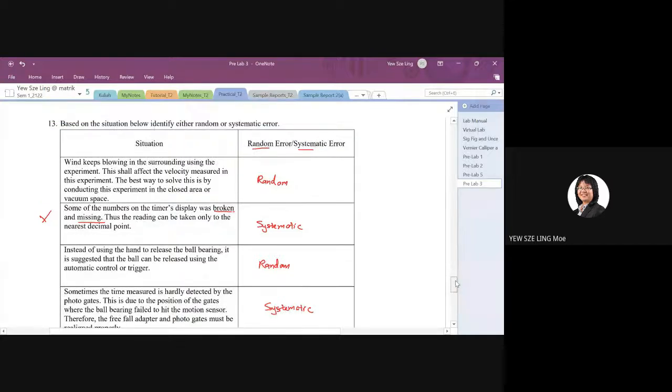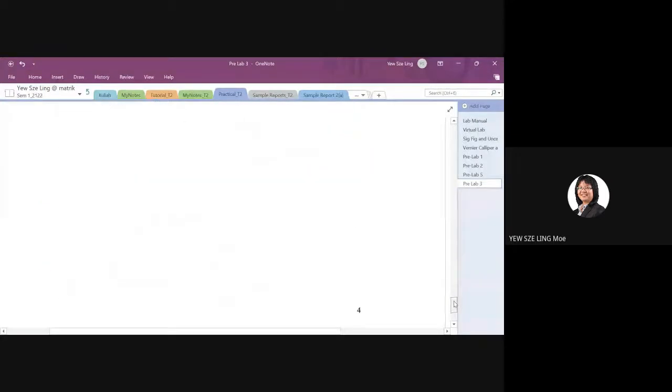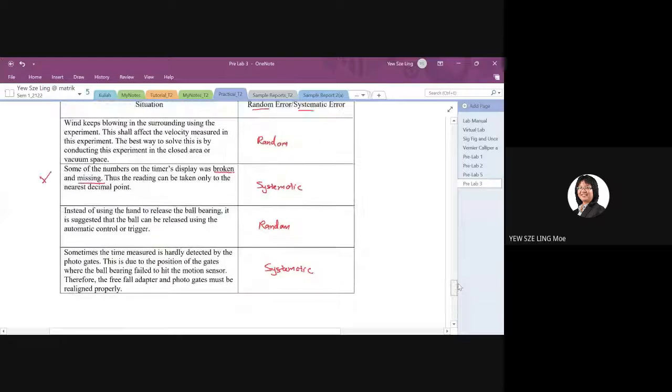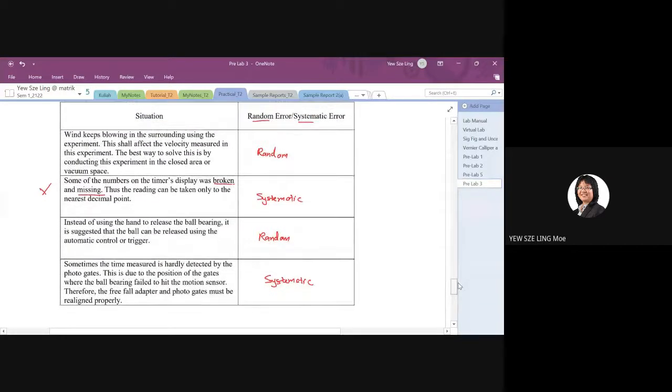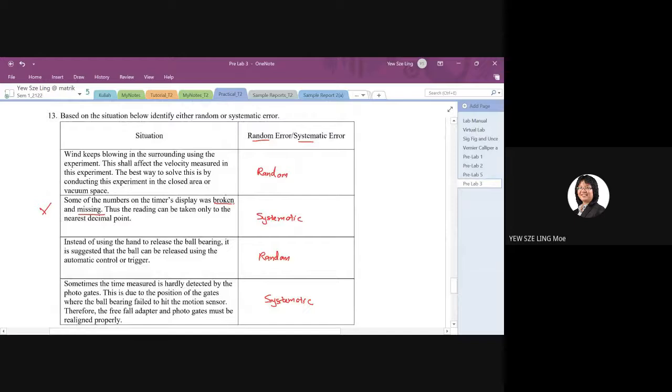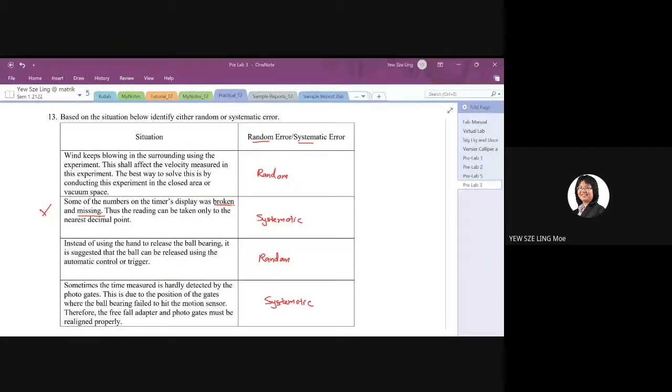All right. So that marks the end of pre-lab 3. Any questions? Pre-lab 3 is not very hard. It is very simple because the questions they ask are based on your lab manual and also your lecture. So so far, any questions?